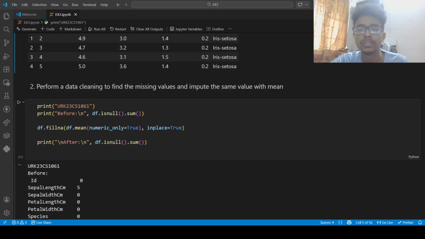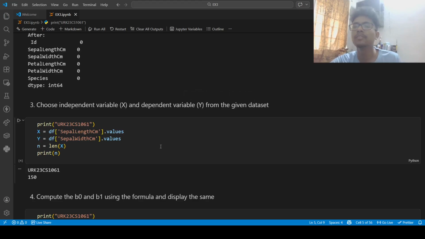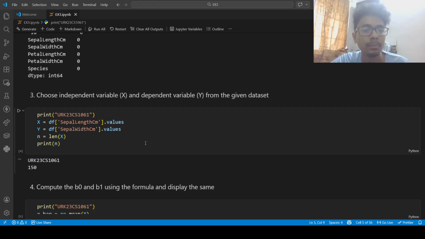The next question is to choose independent variable x and dependent variable y from the given dataset. Here the independent variable is sepal length in centimeters, and the dependent variable is sepal width in centimeters. I am printing the length of x. I have stored the length of x, the independent variable, in n, and printed that n value. We get 150 here. The meaning is that we are predicting sepal width from sepal length. That's the inference we get here.